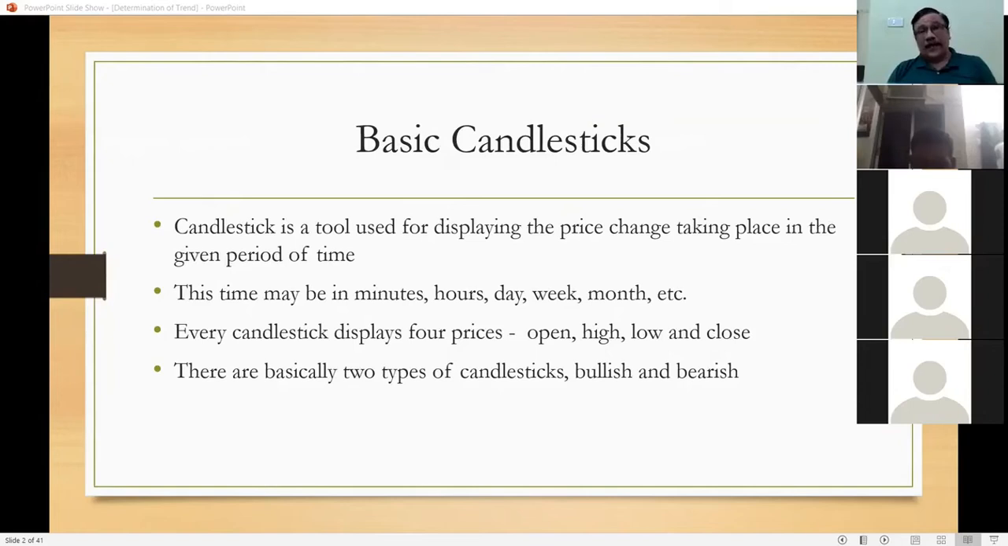But how the bull would attack? He put the horns below the bear and try to throw up in the air. Whereas bear would stand on hind legs and hammer down the bull. Okay. That is why those who want the prices to go higher, they are called bulls. And those who want to beat the prices down, they are called bears.